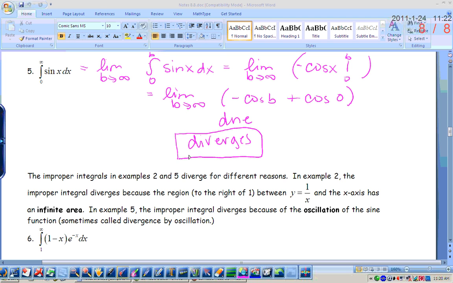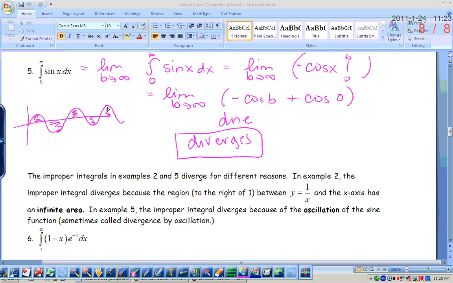And sometimes this is called divergence by oscillation, because if you were to graph the sine function, you're going to get that right there. So you're finding all of those areas, but forever and ever and ever. And at first glance, you might think that the sum of that, or that integral, would equal 0, because the area above the x-axis and the area below the x-axis are the same. But it all keeps going on and on.